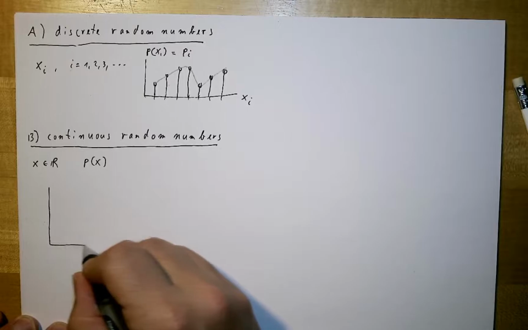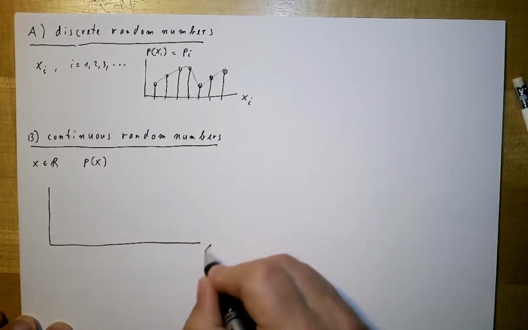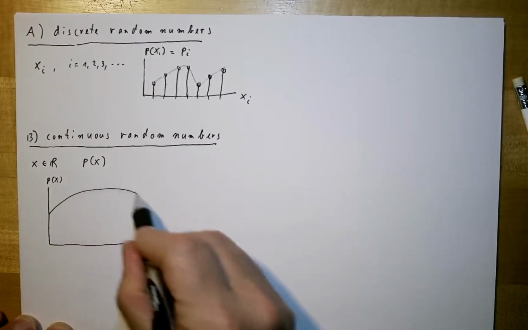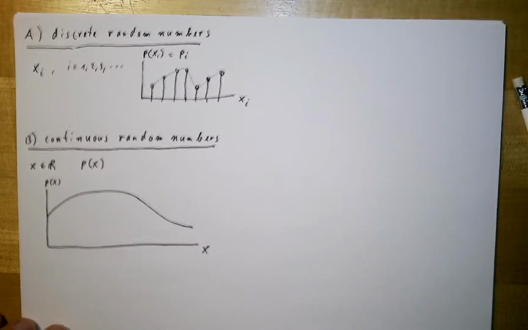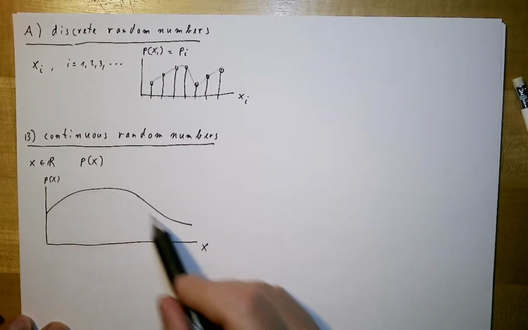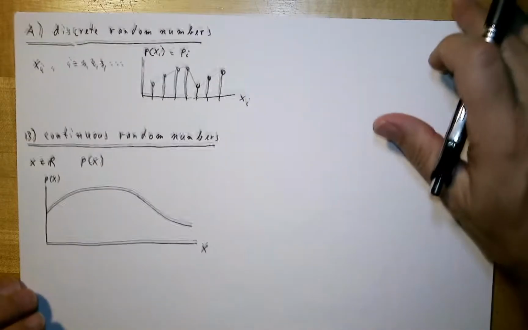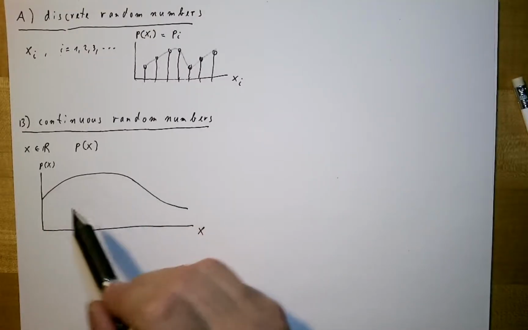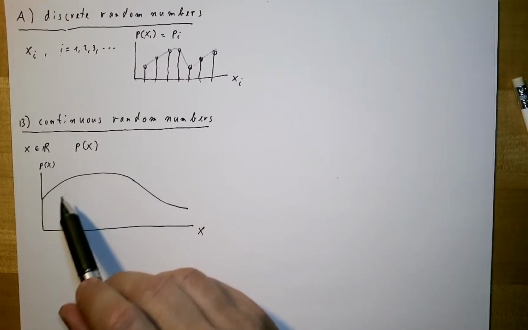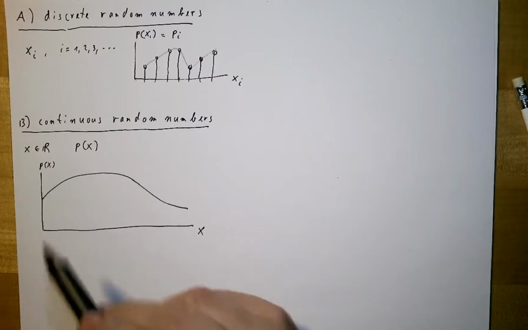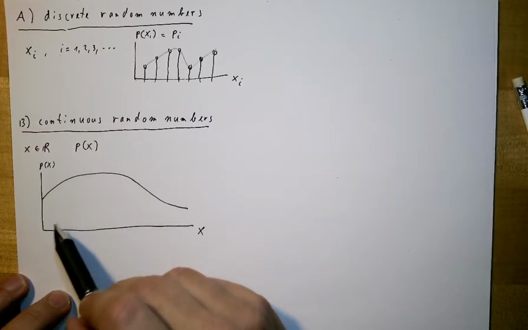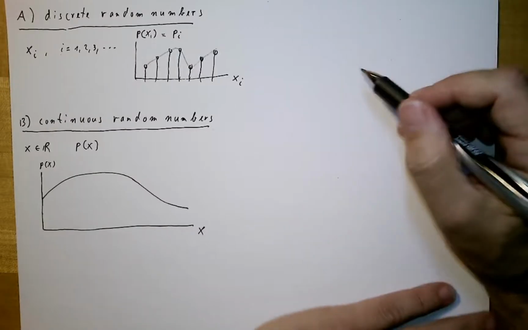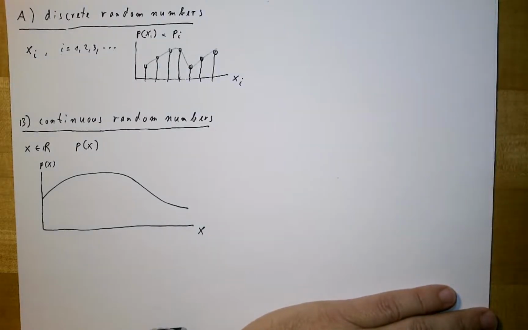So we can of course also visualize the distribution. Here x, p of x, and then we have some function which might look like this. And now we have a continuous function. So we usually assume that this function p is smooth, it's continuous, and has a continuous derivative typically. But we want to normalize our probabilities. Maybe let's write this down directly here.